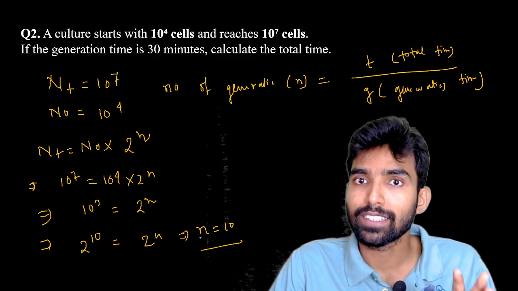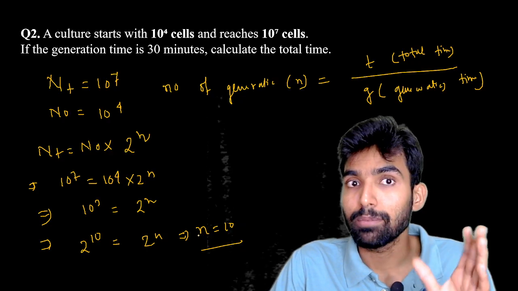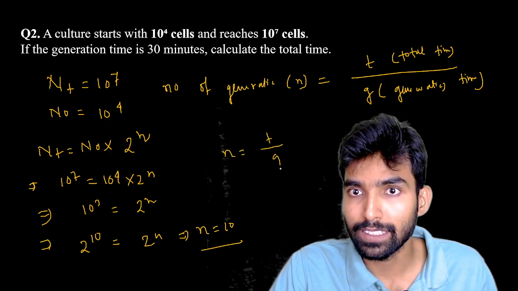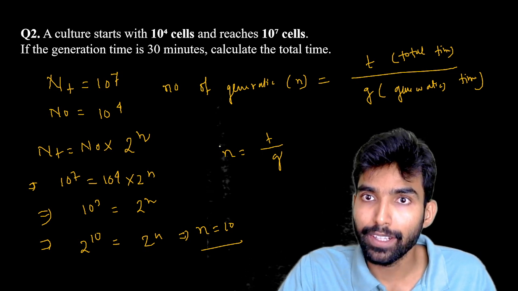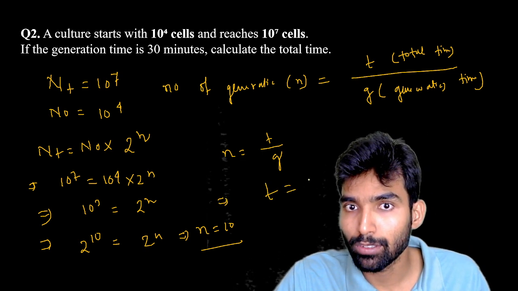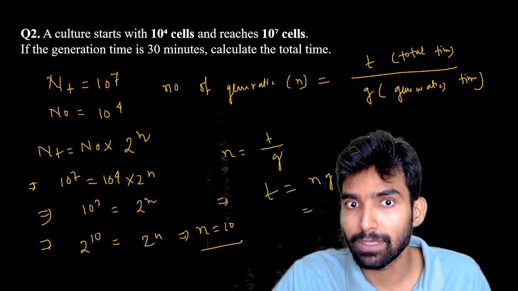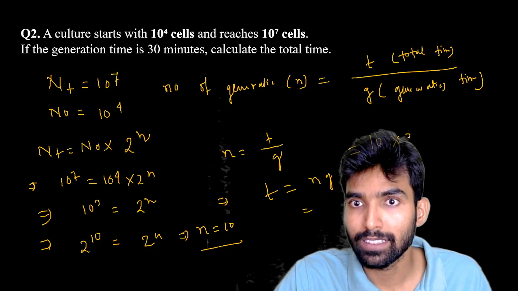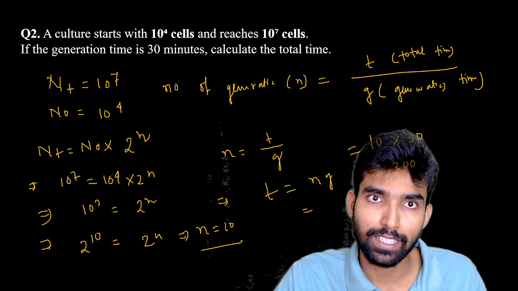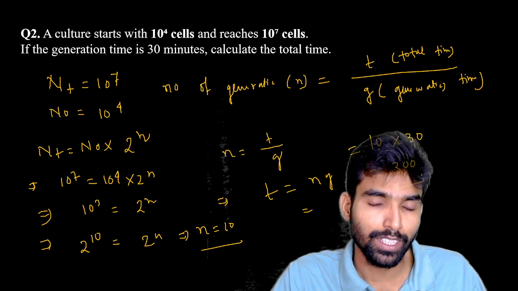Within 10 generations, and its generation time is 30 minutes. So for total time, n equals t by g. Now you know n, you know g, you have to calculate t. T equals n times g. n means 10 and g means 30. That means 300 minutes.